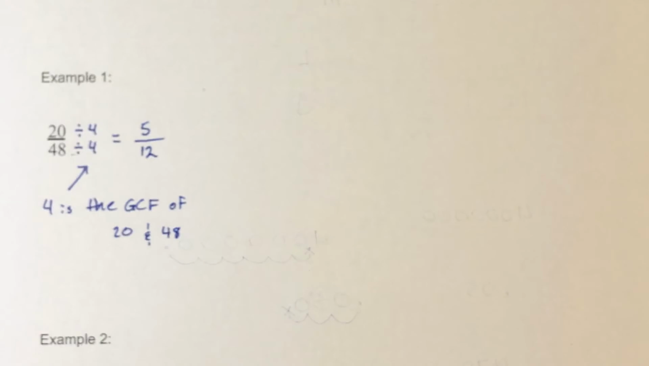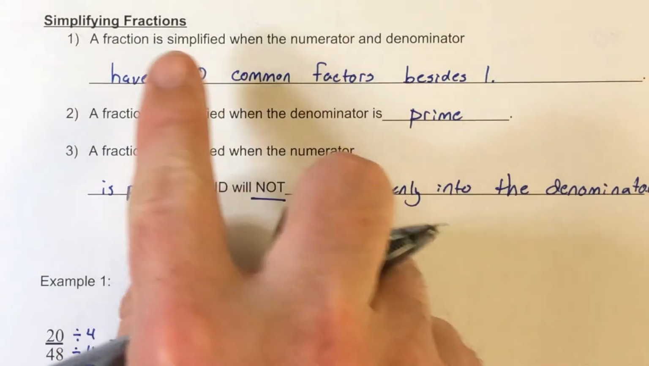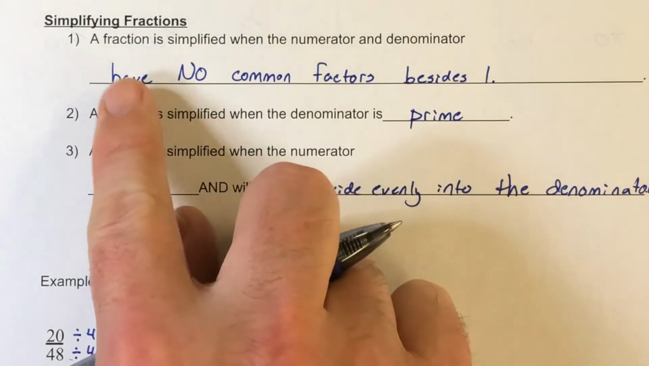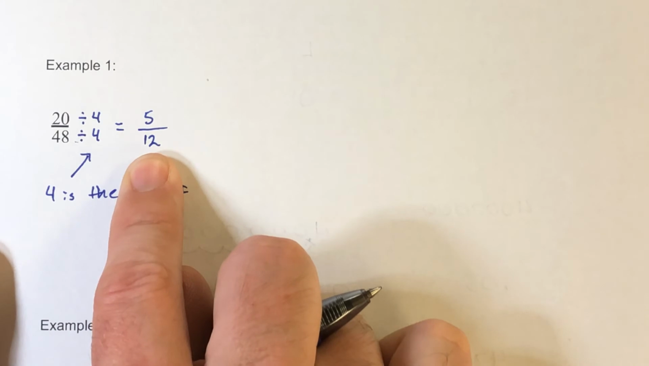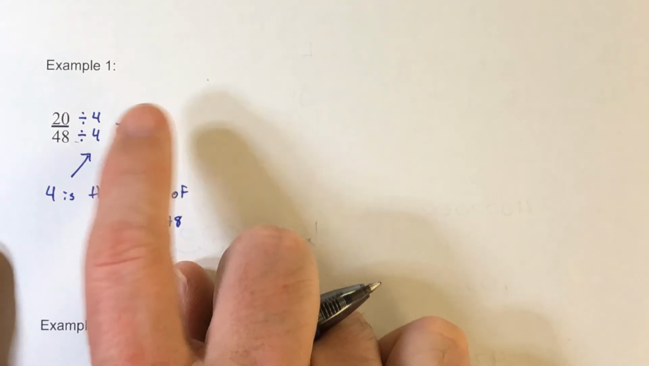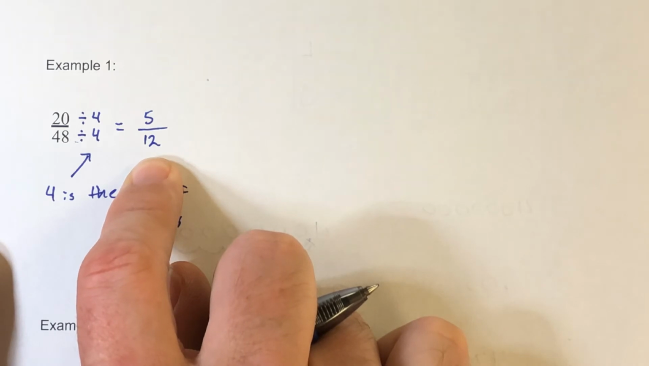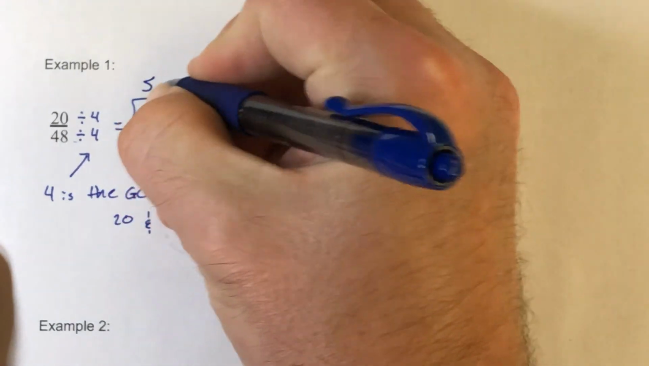Now I'm going to look at some of my rules to determine if we are finished. So the first rule says, our fraction is simplified when the numerator and denominator have no common factors besides 1. Do 5 and 12 have any common factors besides 1? Well, the factors of 5 are 1 and 5. Does 5 go into 12? No. So that means this is simplified. We know we are finished.